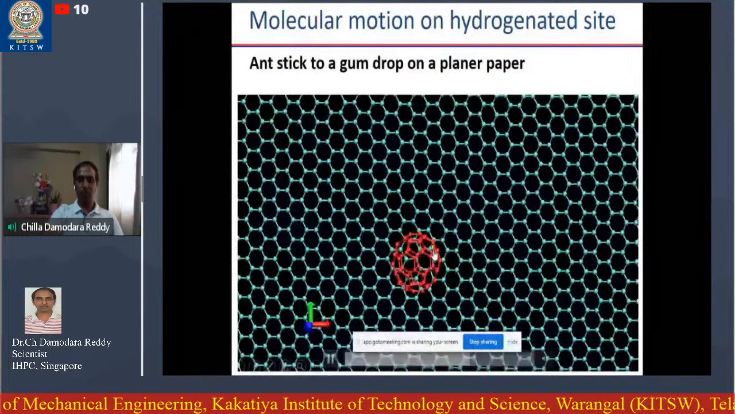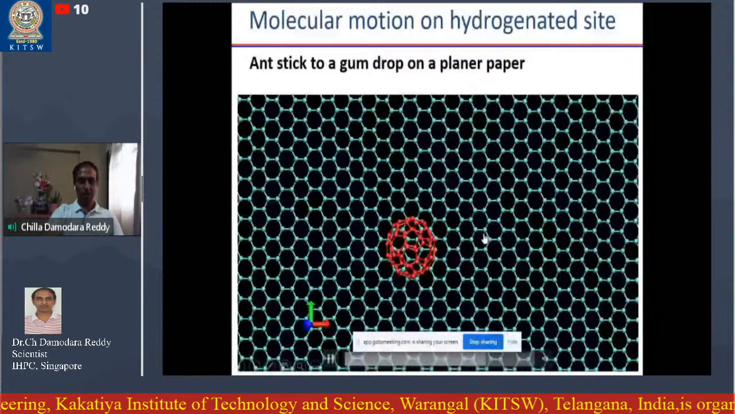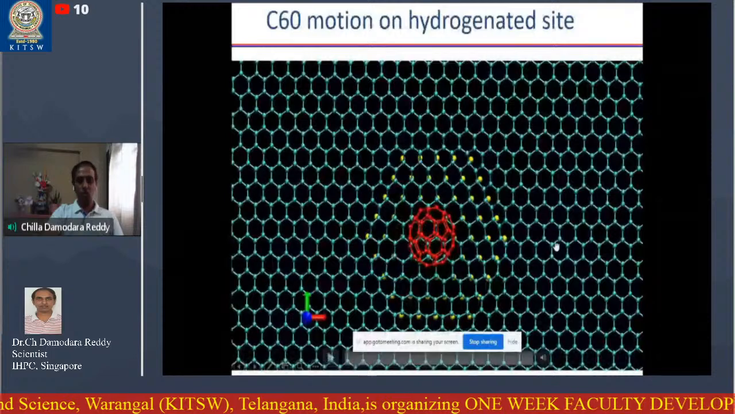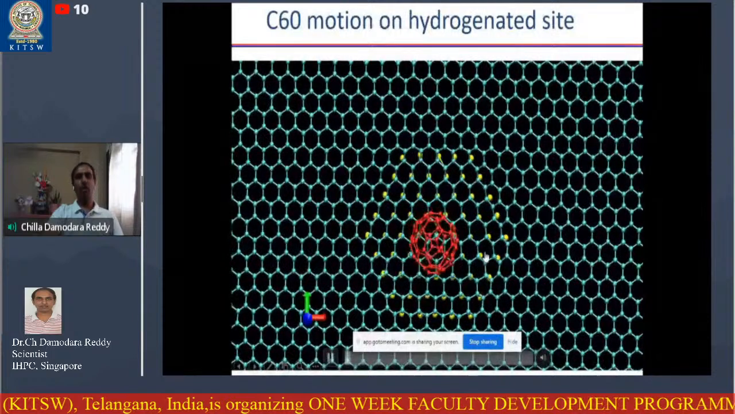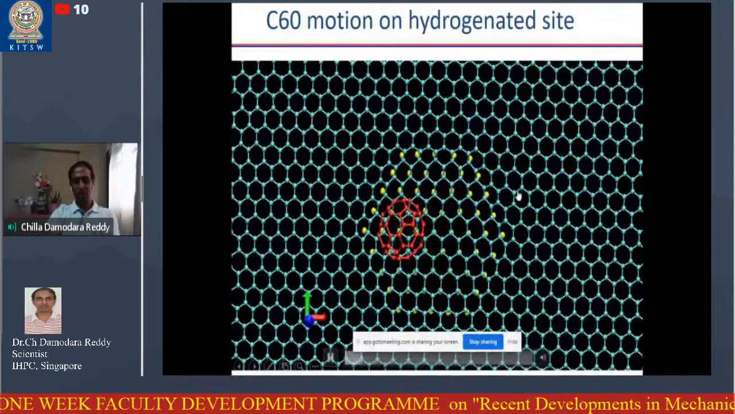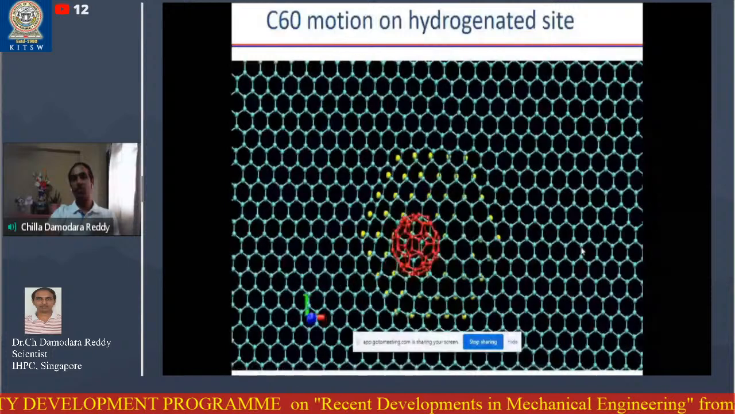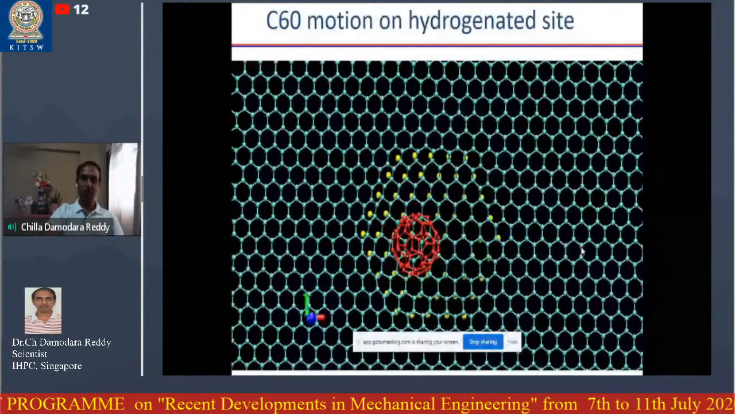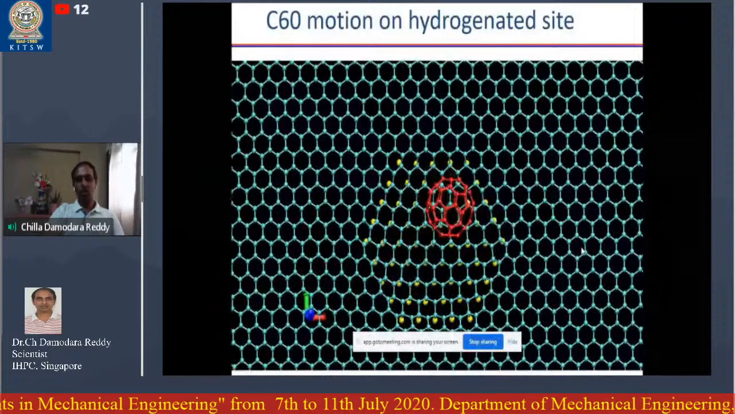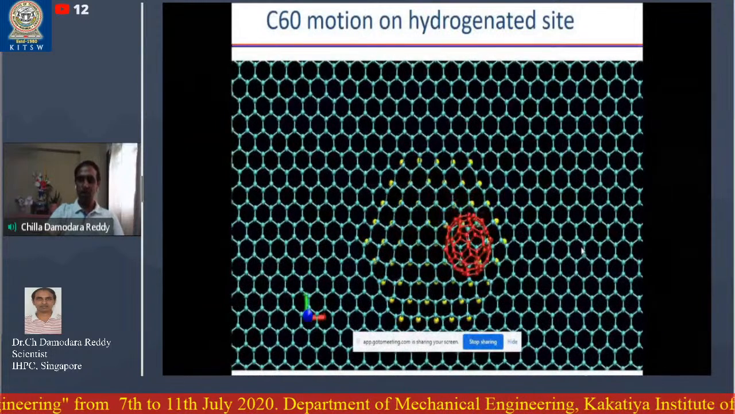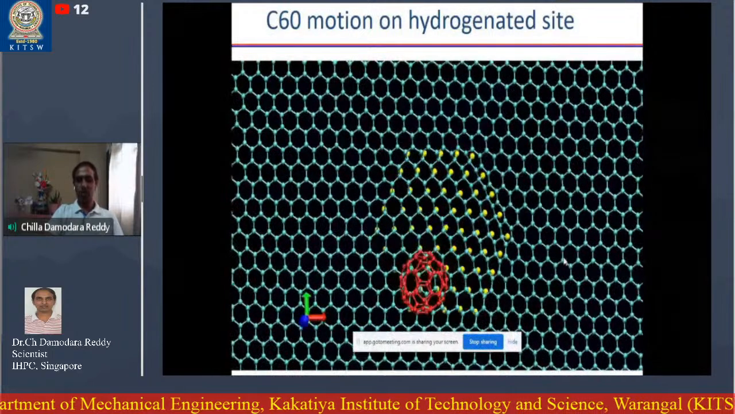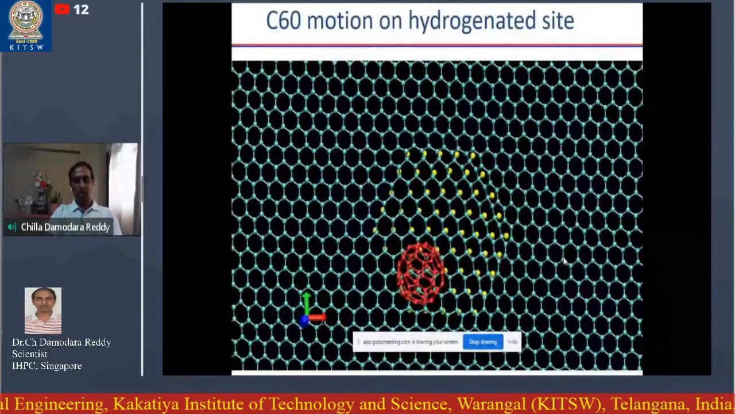It won't stick anymore. If you increase the size, then the C60 molecule goes around only in this well. It does not come out, even at higher temperatures like 600 Kelvin or 1000 Kelvin, because the potential energy well is much, much deeper. So it cannot come out. If you want to use this for medical applications, you have to carefully do the functionalization so that it can be released easily.